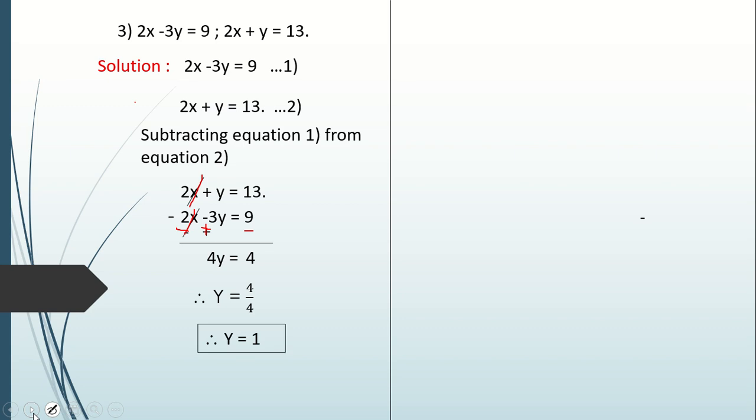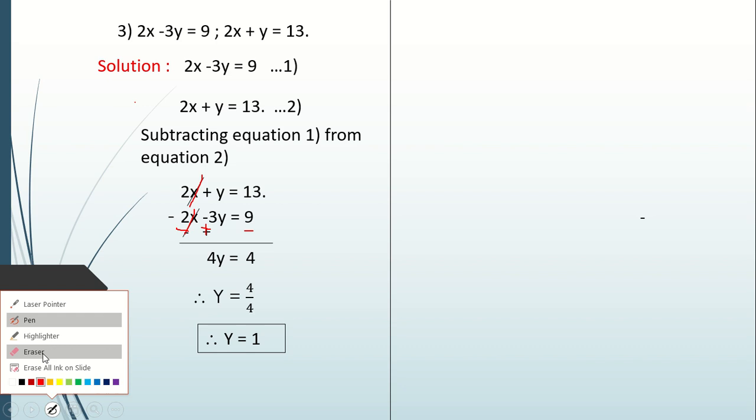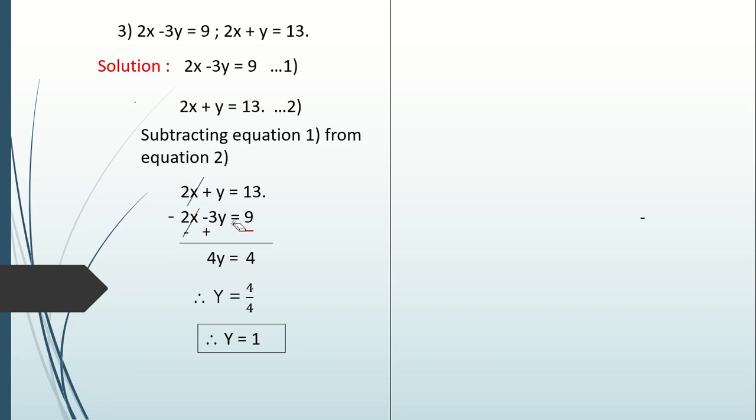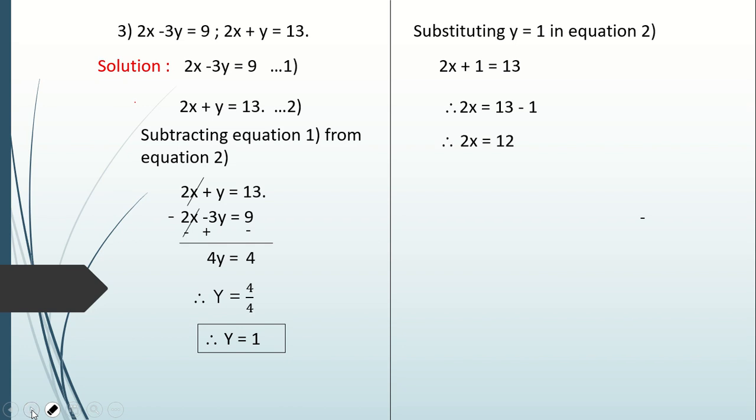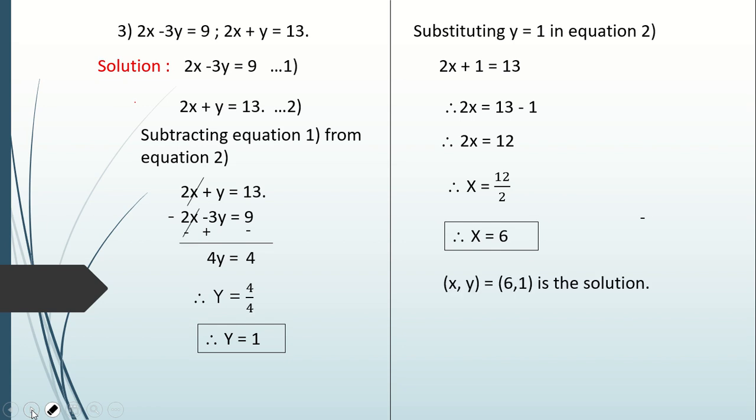Now substituting y is equal to 1 in any of the two equations, equation number 1 or equation number 2. Substituting y is equal to 1 in equation number 2 we will do this time. So that will give me 2x plus 1 is equal to 13. So therefore 2x is equal to 13 minus 1, and 2x is equal to 12. Therefore x is equal to 12 divided by 2, and therefore x is equal to 6, and hence (x, y) is equal to (6, 1) is the solution.